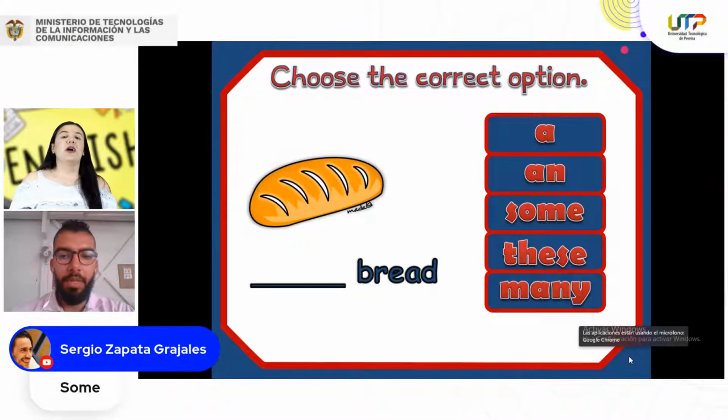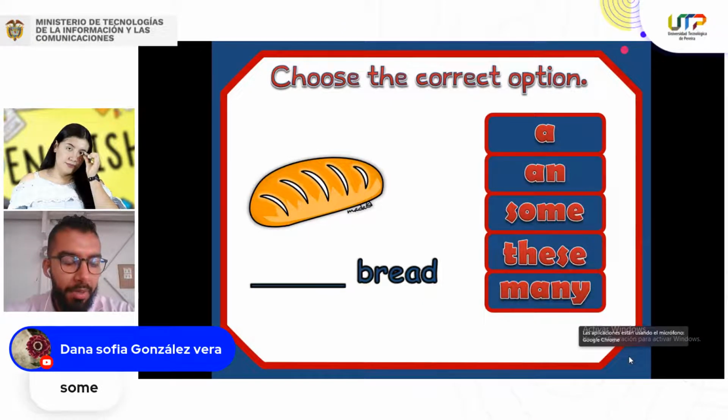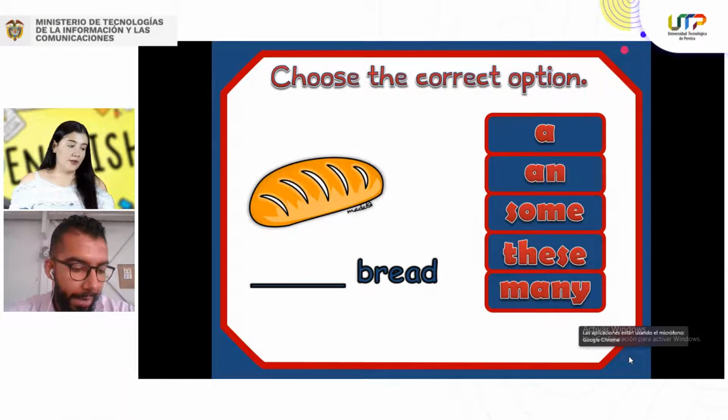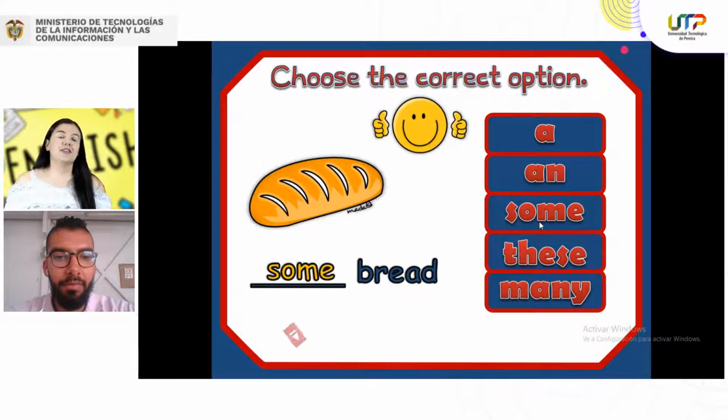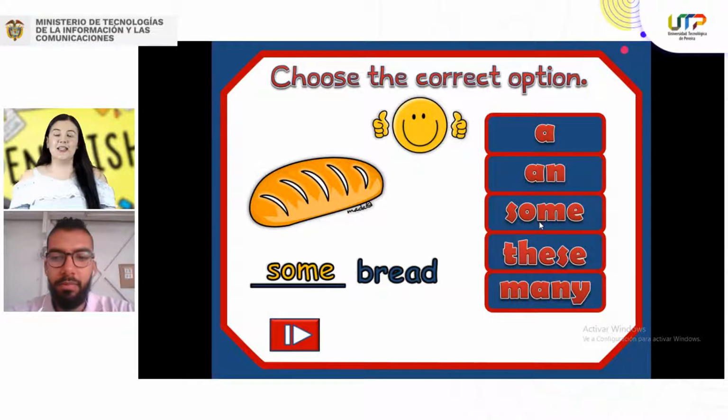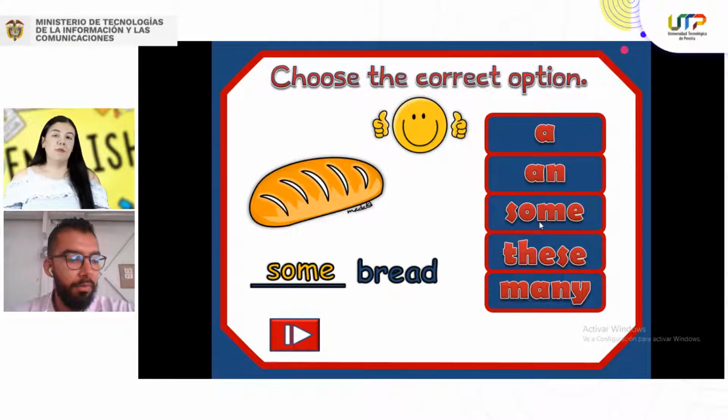So Brian, what do we have in the chat? Okay, we have some answers in this moment. For example, Dana Sofia. Sergio, he was the first one. Some, and also Dana after Sergio. Some bread. What do you think? Some. Let's see if it is correct. Some. Very good. Sergio and Dana. Excellent. Of course, some. Vamos a ver por qué no podemos usar a, an, o también this, or many.